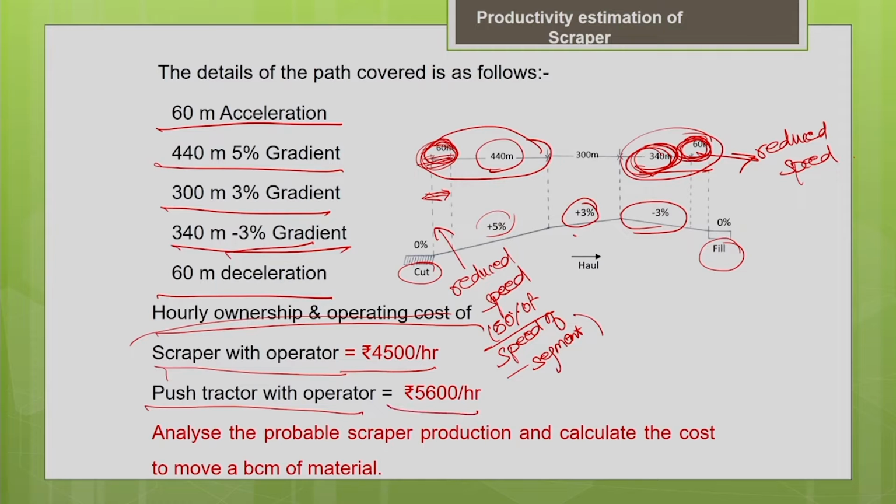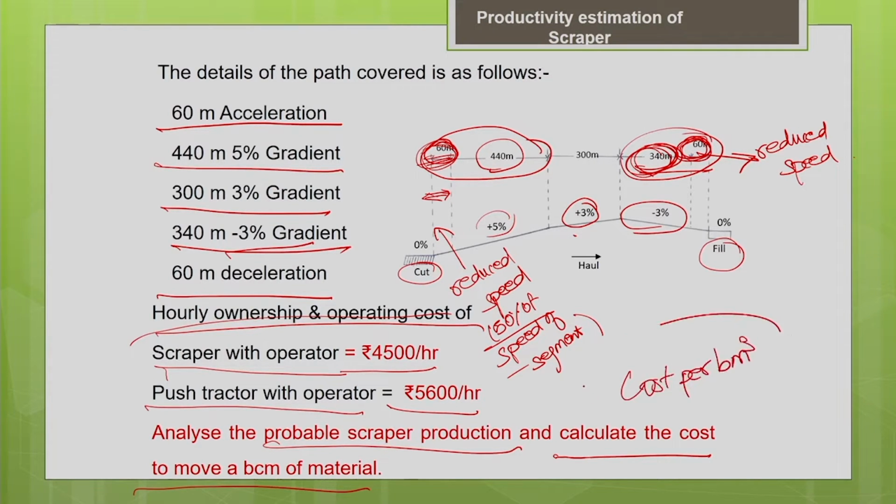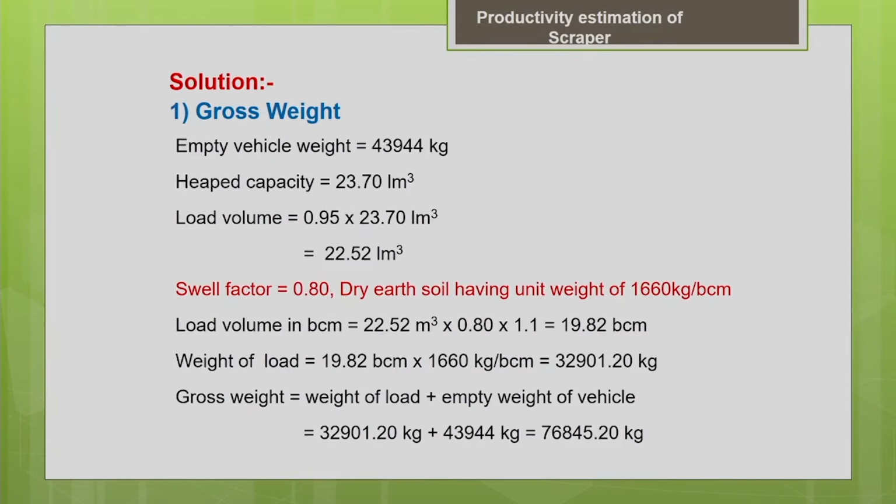Now, you are going to analyze and find the probable scraper production and also find the cost to move a bank meter cube of material. So, you have to find the unit cost of production, cost per bank meter cube. Okay, you need to find the unit cost of earth moving operation. So, let us see how to proceed with this problem.